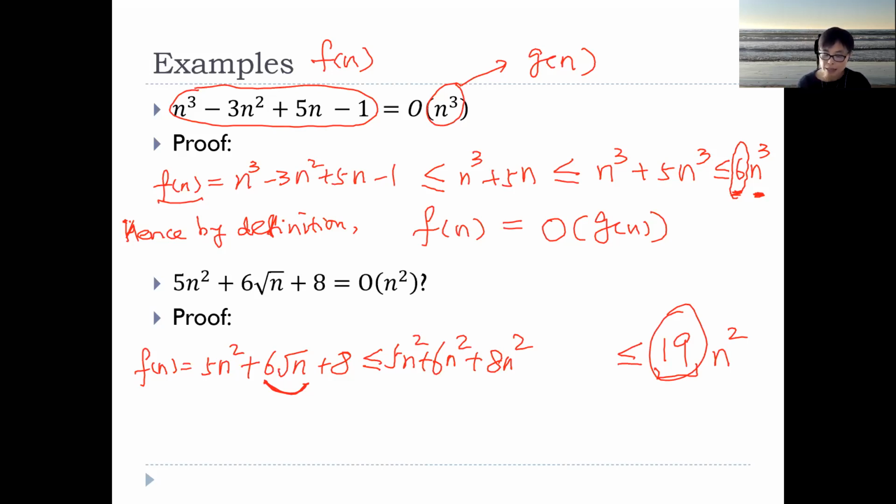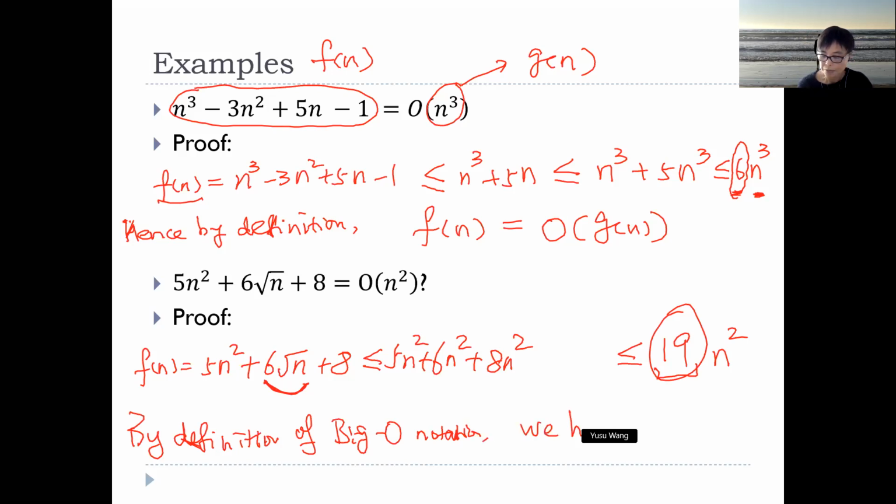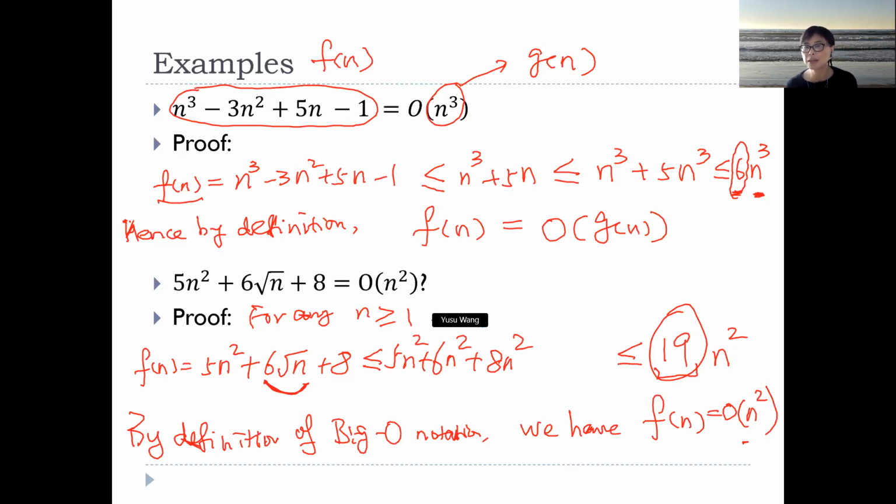Once we establish this, we say that by definition of big O notation, we have f of n in big O of n squared. This actually holds for any n bigger than 1, so in this case we'll just pick n0 to be 1. So that's it. It's quite intuitive, but I'm writing this down.